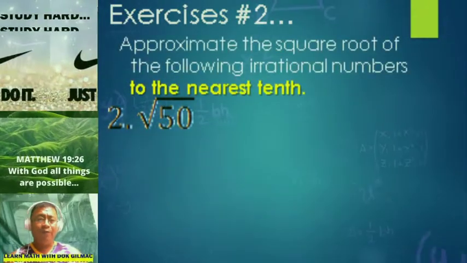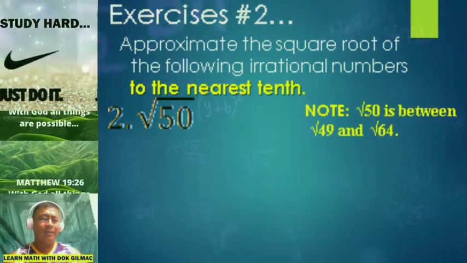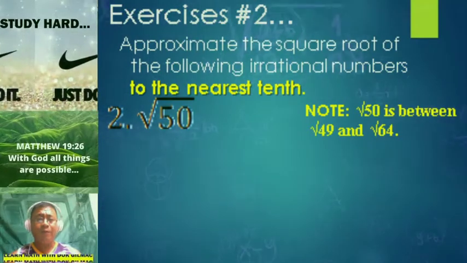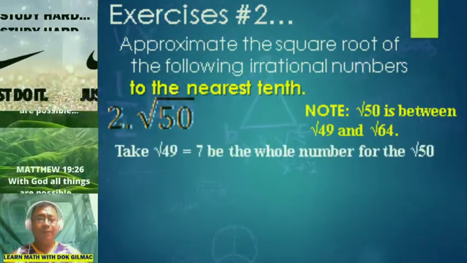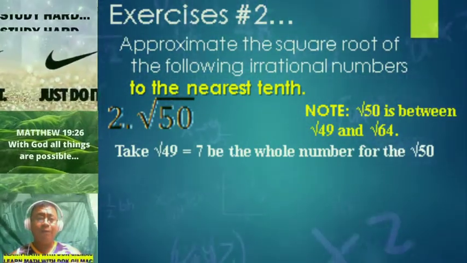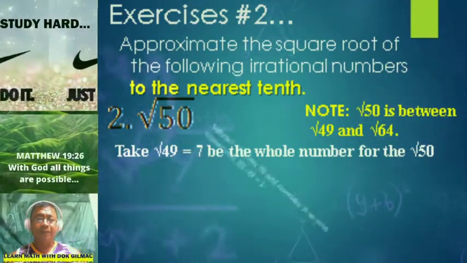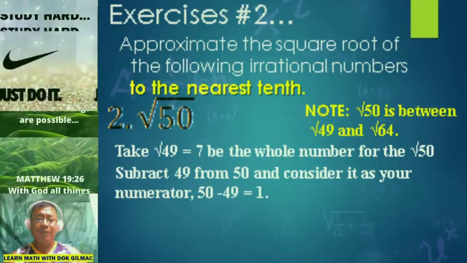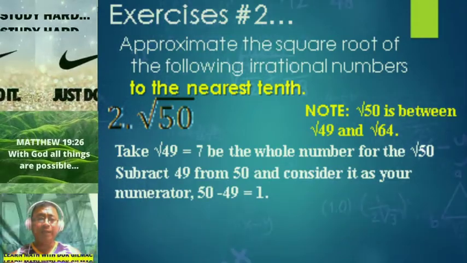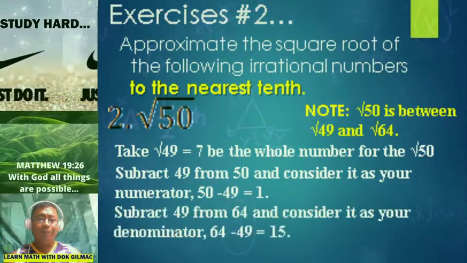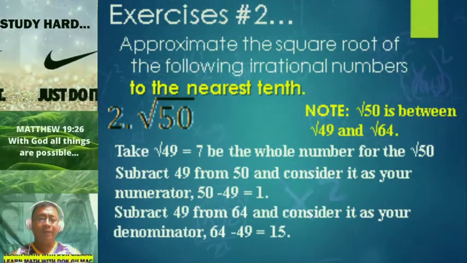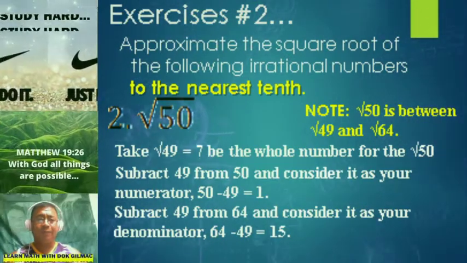Number 2, the square root of 50. Take note, class, the square root of 50 is between the square root of 49 and the square root of 64. Take the square root of 49, which is equal to 7, to be the whole number for the square root of 50. Subtract 49 from 50 and consider it as your numerator. 50 minus 49 is equal to 1. Subtract 49 from 64 and consider it as your denominator. 64 minus 49 is equal to 15.